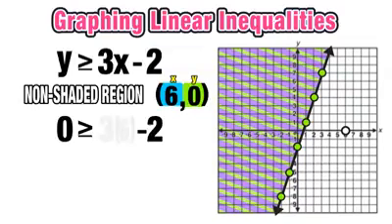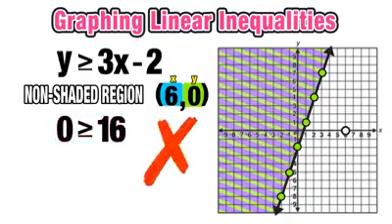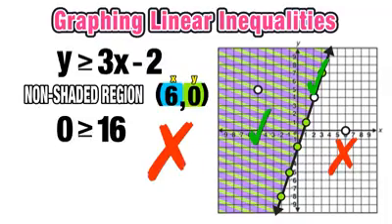Now 3 times 6 is equal to 18, and 18 minus 2 is equal to 16. So now we're left with 0 is greater than or equal to 16. That, of course, is not true, and this should help us to understand why points in the non-shaded region are not included in the solution. So to recap, any point in the shaded region or on the line is a solution, and any point in the non-shaded region is not.